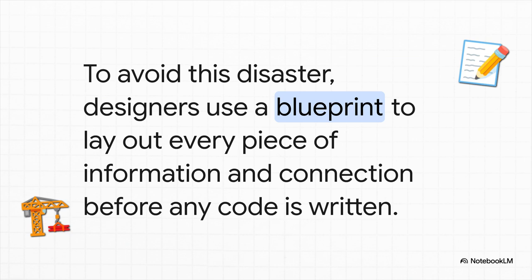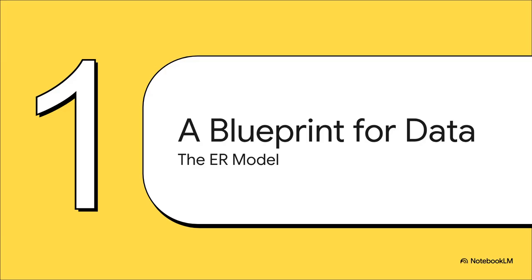So, to avoid all that, system designers create a really detailed blueprint first. And this isn't just some rough sketch on a napkin. It's a master plan that maps out every single piece of information, every connection between those pieces, and all the rules that govern them. And here's the most critical part. This happens before anyone writes a single line of code. And in the world of data, that blueprint has a name. It's called the Entity Relationship Model, or, as you'll usually hear it, the ER model for short.